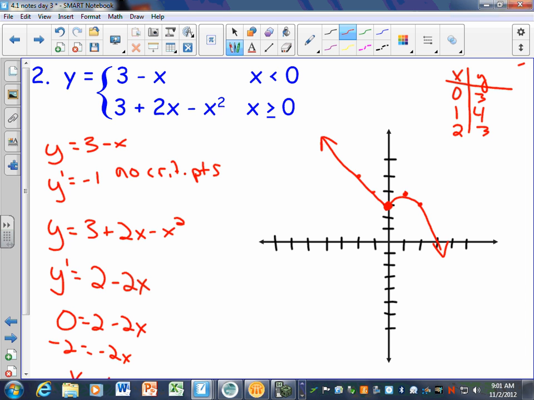I definitely graphed it on my calculator. A mathematician doesn't wing things. A good mathematician can make a decent sketch of a graph.